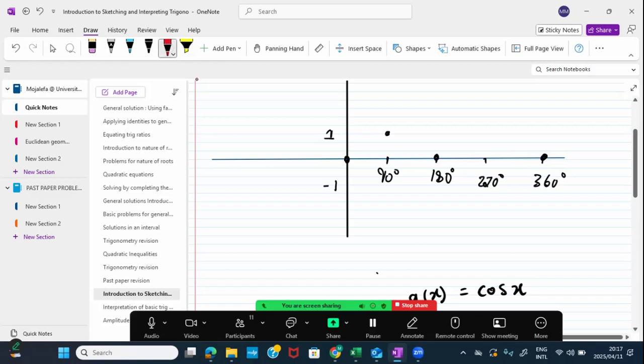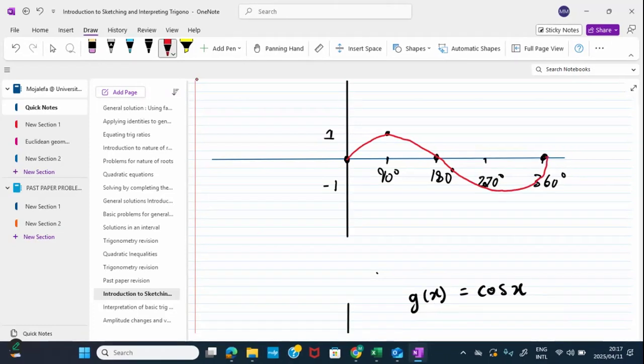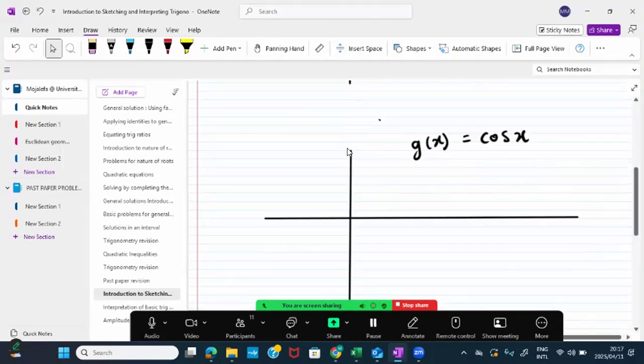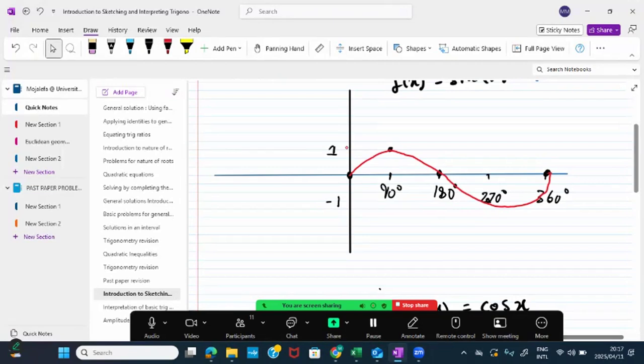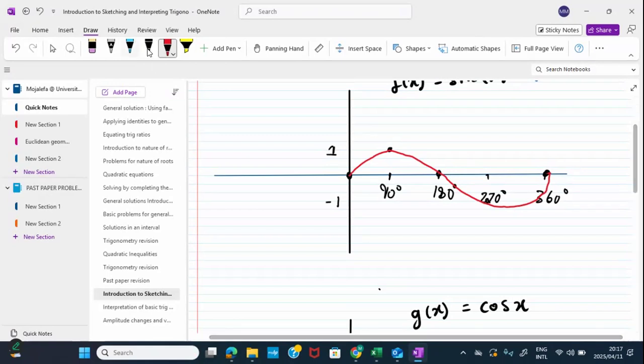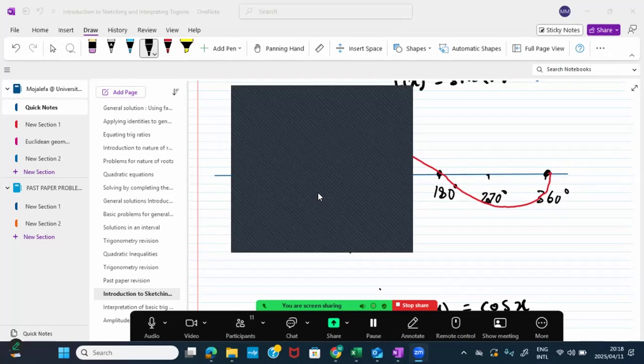So if you join all those dots, you will have a nice looking sinusoidal wave like that, right? That's from grade 10. And then, can anyone tell me why I put 1 and negative 1 as the bounds? Why did I choose 1 and negative 1? Does anyone remember? What are those?